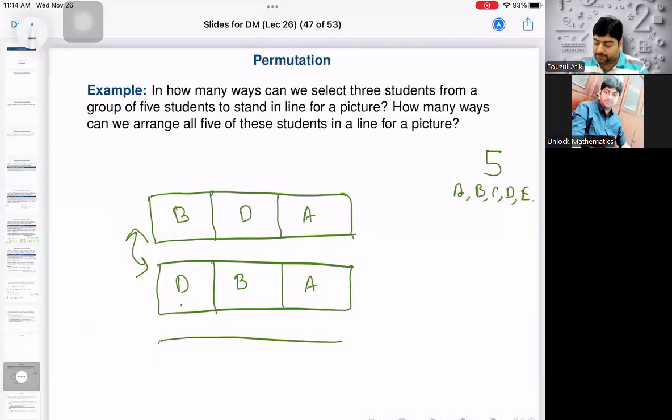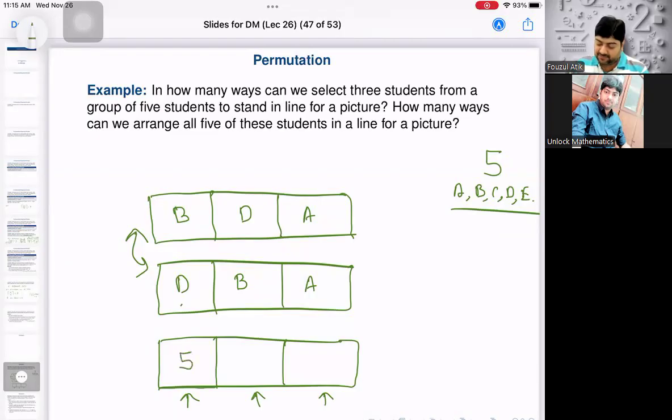Now, we all know the product rule of counting, right? In the previous lecture, we have learned that. So you divide the task into 3 parts. First part is for the first position, first count how many possibilities you have. For the second position, how many, and for the third position, how many. Whenever you are choosing for the first position, how many students are available? You have 5 students available, right? Any student can be in the first position. So the first position can be filled in 5 ways.